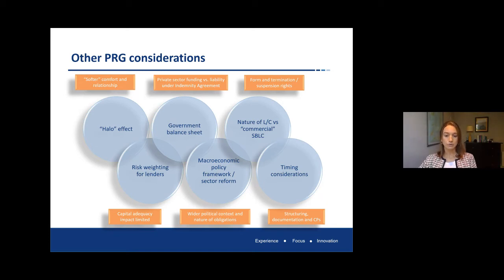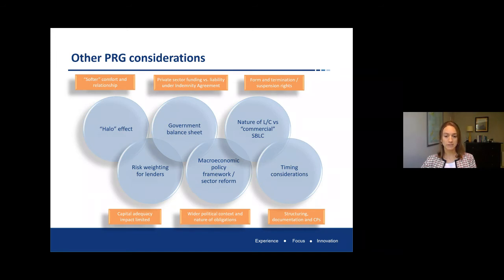Second point relates to the more general PRG documentation, which we had touched on in the structure slide. Again, the documents follow a standard form generally, but that doesn't mean that some time is not required sitting down with all the parties involved in order to finalise documents and get them executed. So just something else to bear in mind in a project timeline.